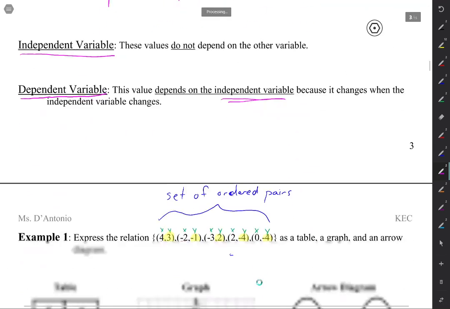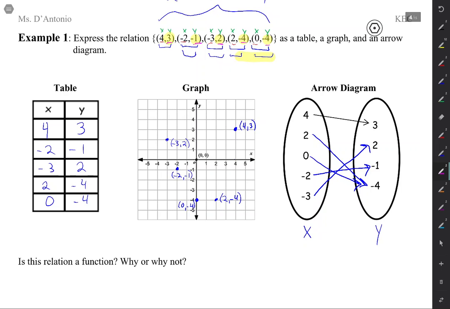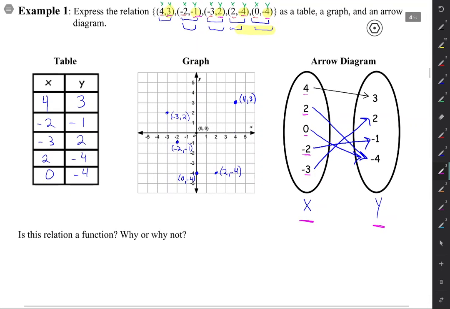So an easy way to check if a relation is a function or not is by checking out the arrow diagram and looking to see if any of the x values match with more than one y value. If we look here, well, 4 only matches with 3, 2 only matches with -4, 0 only matches with -4, -2 only matches with -1, and -3 only matches with 2. So none of the values in the x are paired with more than one value in the y. Therefore, this is a function.